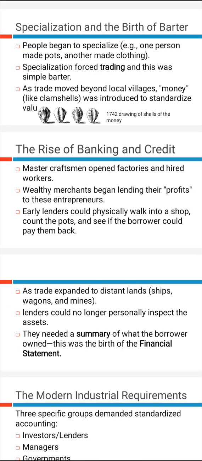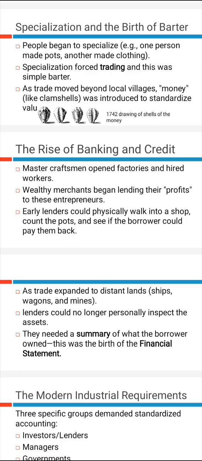And when the rise of the banking and credit system originated, individuals were able to hire people for banking, credit, and trading purposes. For example, the rise of banking and credit means that master craftsmen opened factories and hired workers. Wealthy merchants began lending their profits to these entrepreneurs. Early lenders could physically walk into a shop, count the pots, and see if the borrower could pay them back.